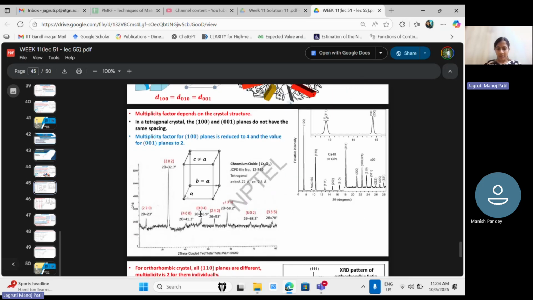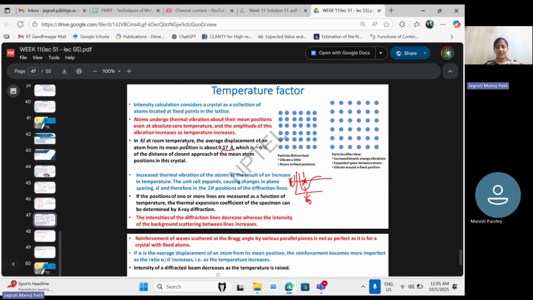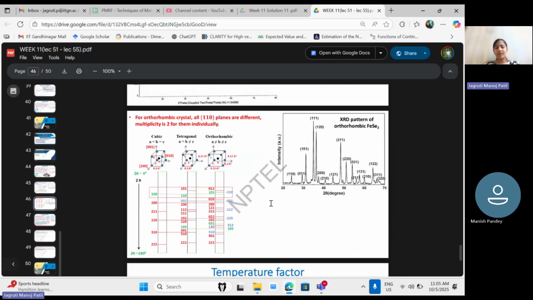Then, if you have a body-centered one, the factor for this plane, that's 4, is reduced to 4, and the value of this is nothing but planes to 2. Then you have two relationships there: either it's 0 or 1. So you have the third one not equal to another. From this one till this one, this is a big table.